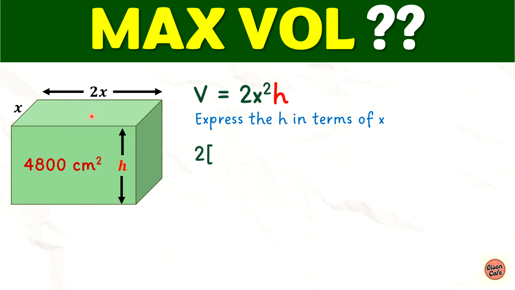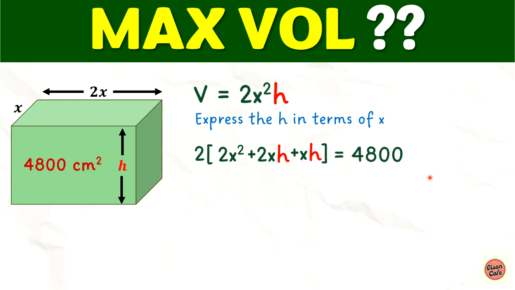So the first surface that we have is the top surface here. So it's simply 2x squared. Then we are going to add on the surface right in front, which is 2x times h. And then we will add on the surface area on the right, which is x times h. So this equals 4,800.